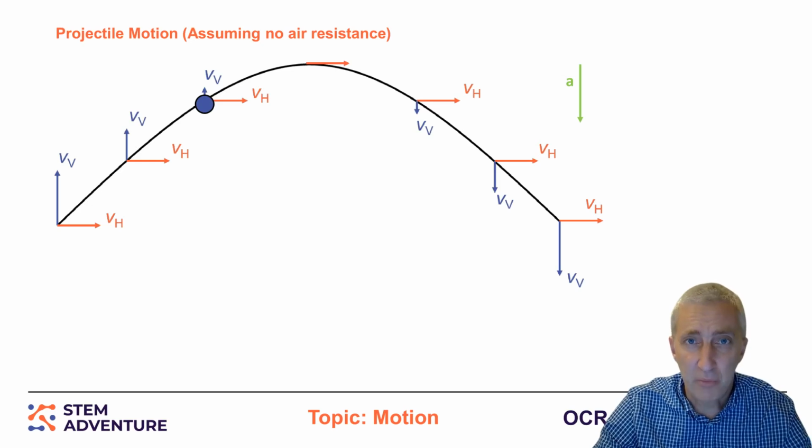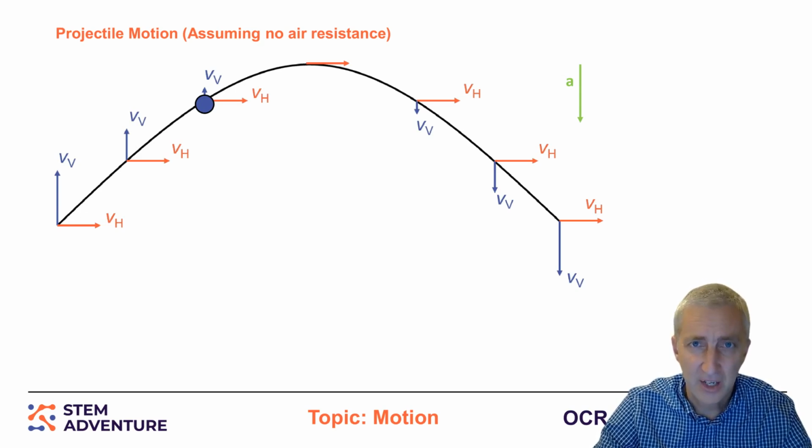As the object undergoing projectile motion moves through its path, the vertical component of velocity changes as the force of gravity acting down gives an associated acceleration down. So as its height increases, its vertical velocity decreases. The horizontal component doesn't change as no forces act in this direction, assuming no air resistance.